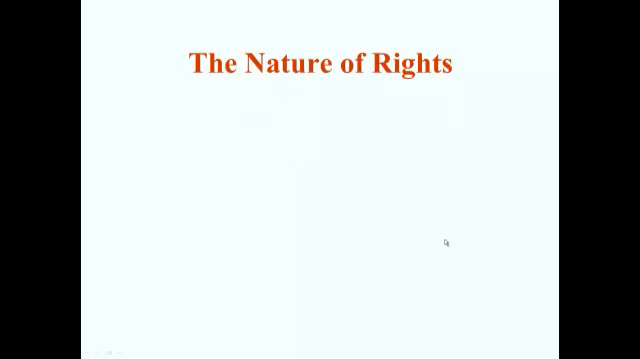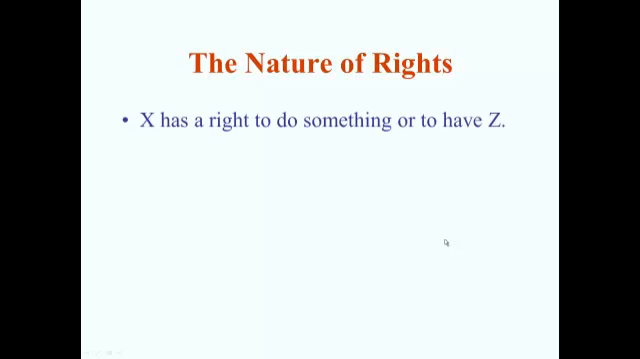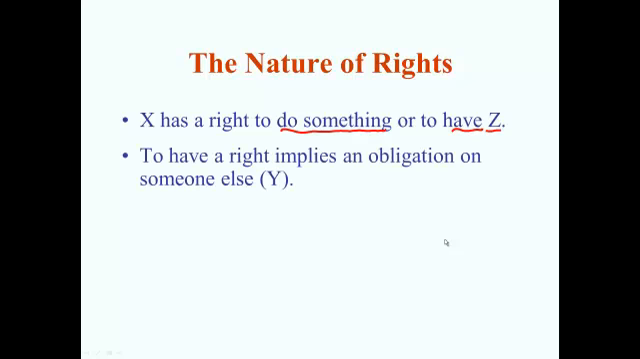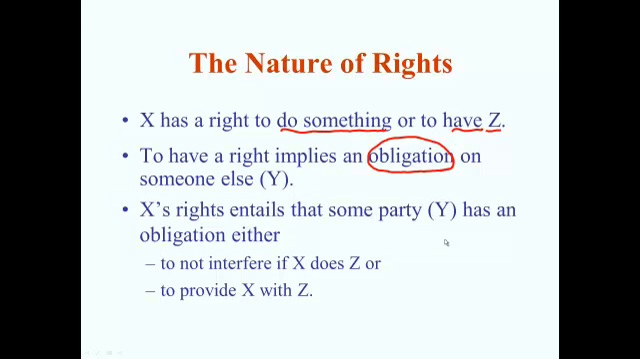When we talk about a right, we are referring to somebody, X, has a right to either do something or to have something, Z. Now, to say that someone has a right entails or implies an obligation on another person, Y. And what is the nature of that obligation? Well, X's right entails that some party Y has an obligation either not to interfere with X in order for X to do something, or to provide X with this something Z.